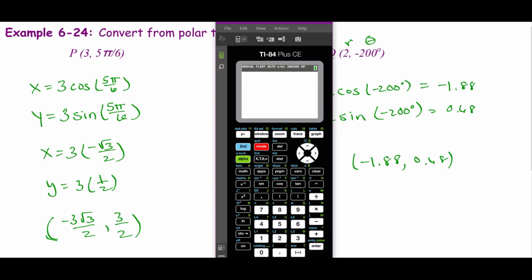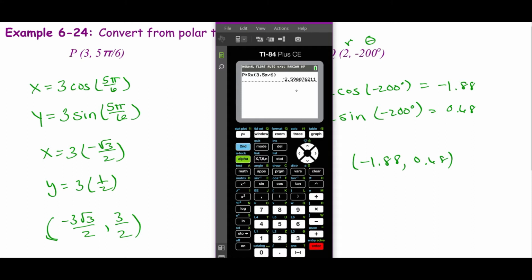And then I can go second, apps to get to the angle menu. And then I have a polar and I want to convert to rectangular. So I'm going to come down to number 7. So I'm going to be polar to rectangular x. And then I have to type in the point. So 3 comma 5 pi over 6.